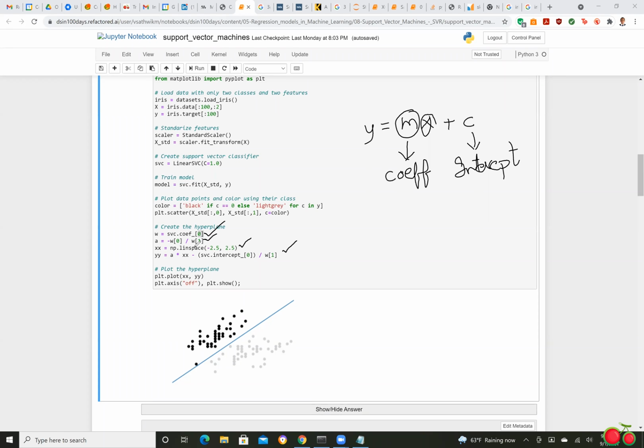So I am drawing samples from a linear space, and then I add the intercept here, divide by W of 1. Once I get that, I plot it, and I get this blue line. This is my hyperplane.